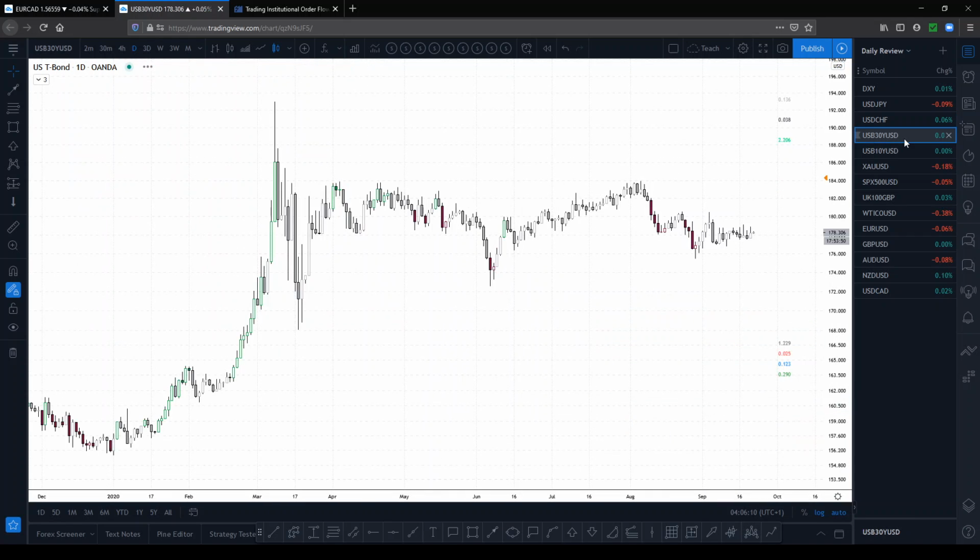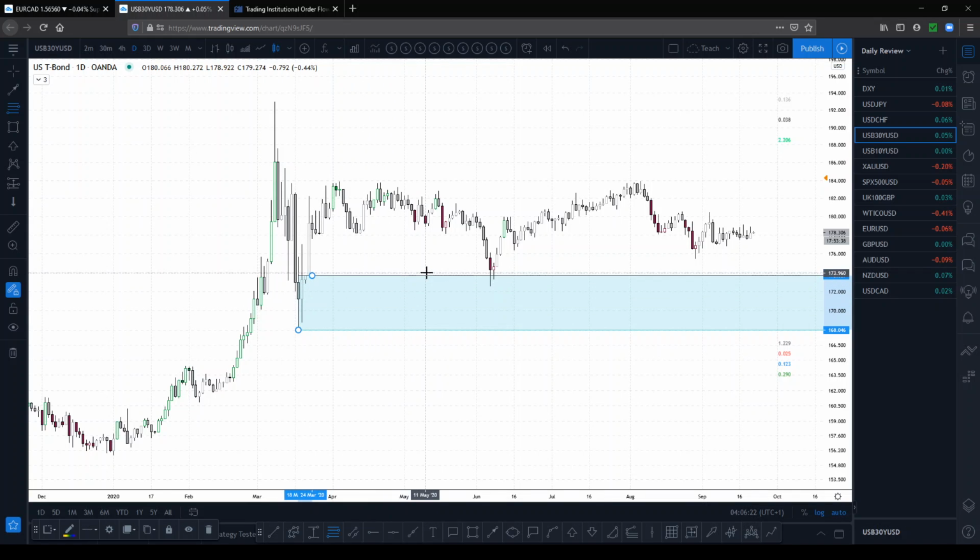Taking a look at some bonds, looking at the US 30-year bonds, very, very tight price action. Nothing exciting. You see a lot of these markets, because of the uncertainty with the pandemic and everything, a lot of markets are going sideways. We have started to see moves in the stock market, but for a lot of the other markets, it's still fairly sideways as we go on here.